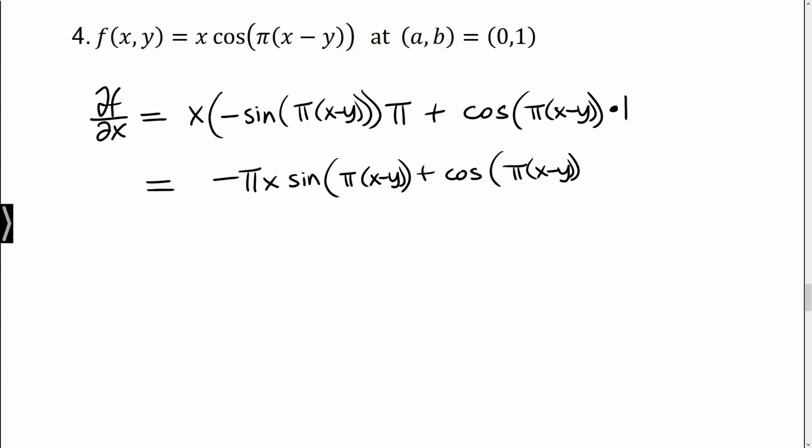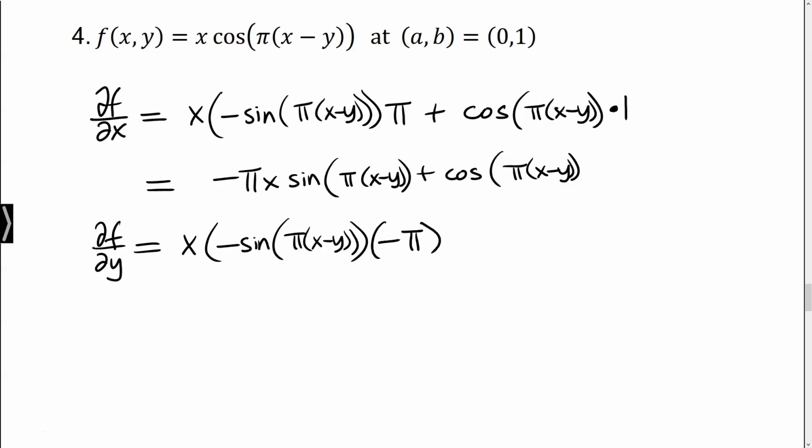Let's look at the partial with respect to y. Partial with respect to y is first, derivative of the second, so start off just the same. But now, when we get to the derivative of what's inside, it's going to be a minus pi, because we're differentiating with respect to y. So minus pi, plus second derivative of the first. Actually, sorry about this, I didn't even really need to use the product rule because x is a constant here.